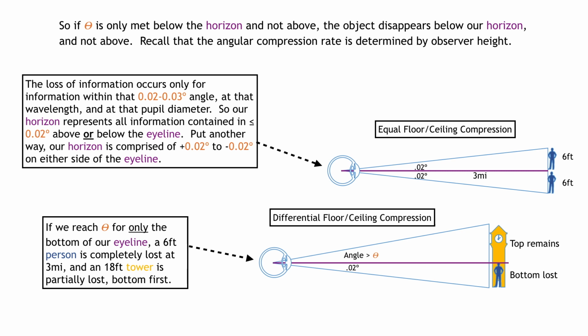But now if we have differential floor, ceiling compression, and let's say theta is only met below our eye line because we're now closer to the floor, and the floor is taking up more and more of that lower 50% of our vision. And so if we reach theta for only the bottom of our eye line, a 6-foot person is completely lost at 3 miles, and an 18-foot tower, let's say, is only partially lost, and again it occurs bottom first because we've met theta only in the bottom visual field.